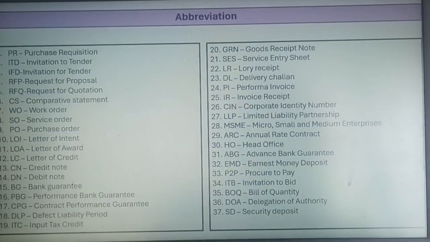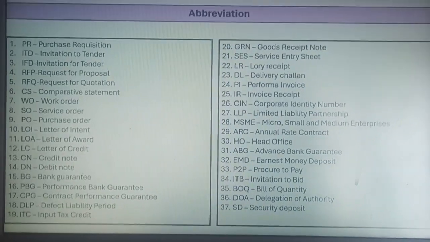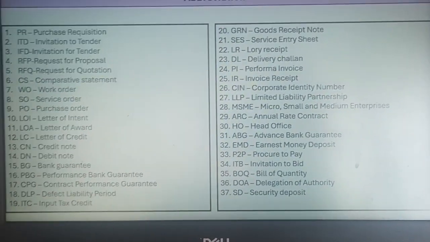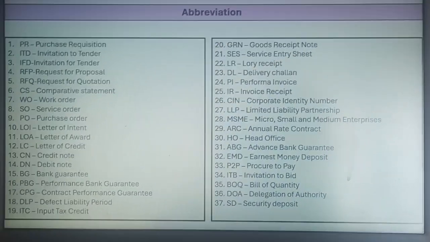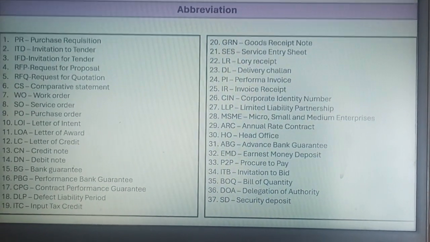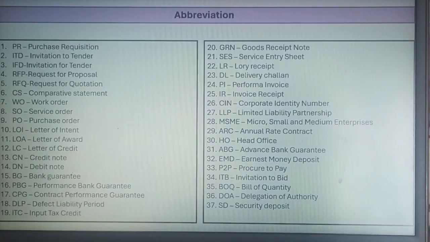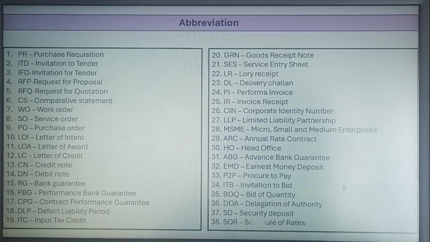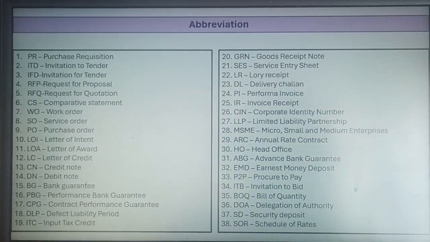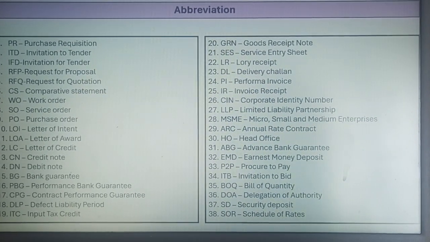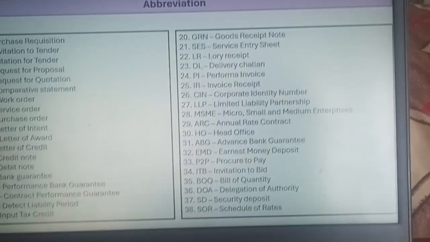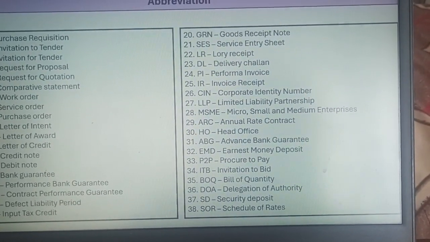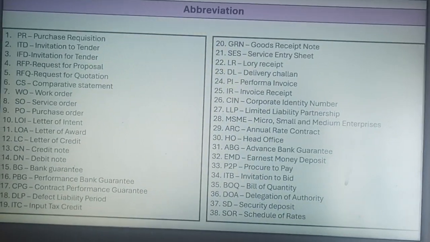SD means security deposit. As we discussed, we take a security deposit from the vendor as a part of their sincerity towards this bid. So the last point is the SOR, schedule of rates. As we discussed, when we add rates in the bill of quantity, they are transferred from the SOR, schedule of rates sheet.